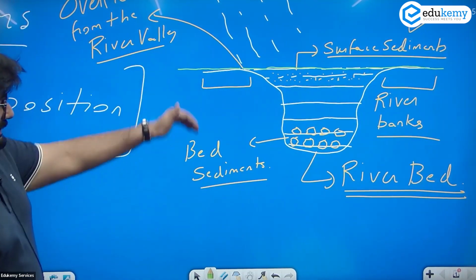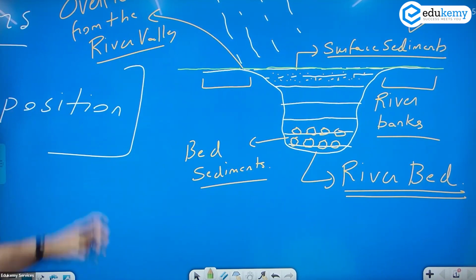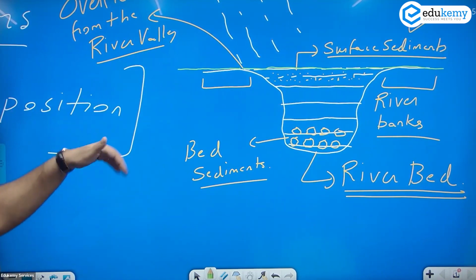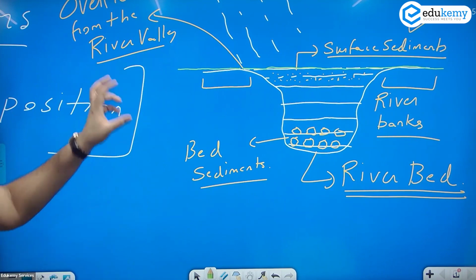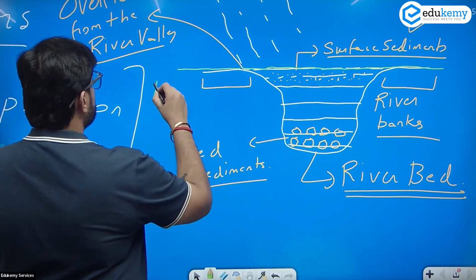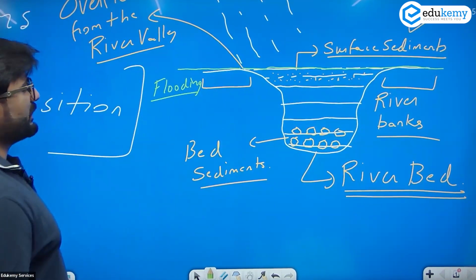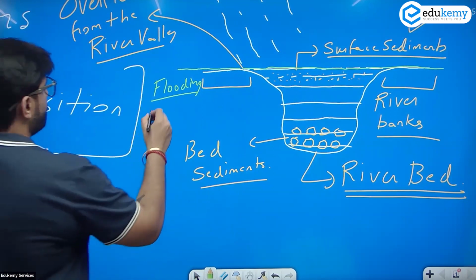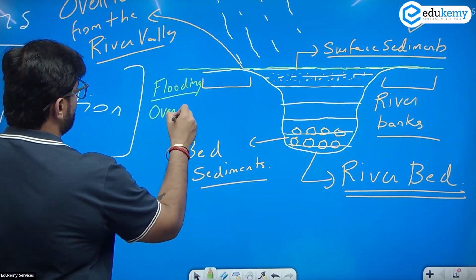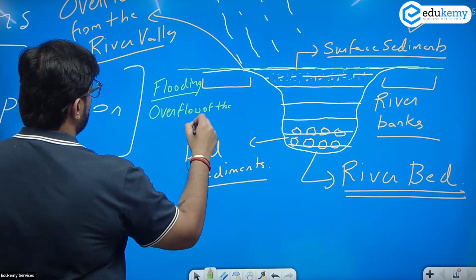So the water level has risen. The water level is now the green one, and this volume of water is much greater than the volume of the river valley, and that is why now the river is overflowing. Now, as soon as the river overflows, guys, this scenario is known as flooding. So when we are talking about floods, floods is actually nothing but simply the overflow of the river.